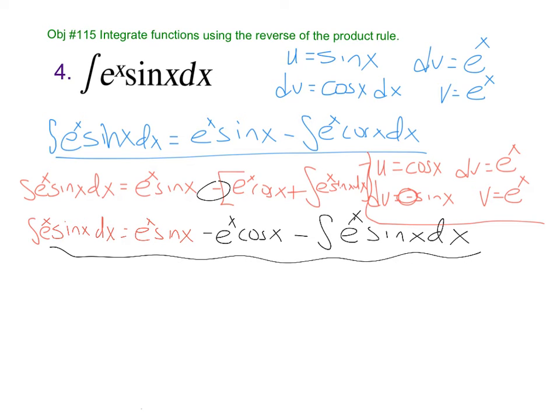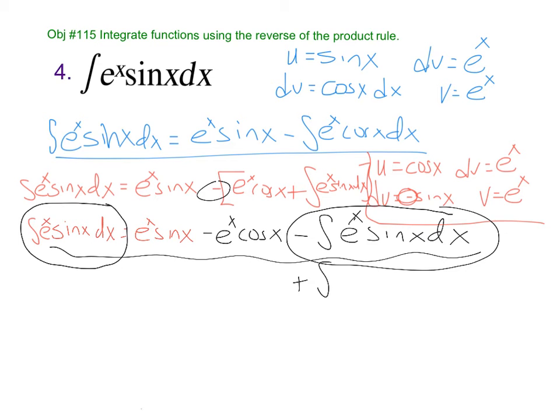What I hope you see is that we have the integral of e to the x sine x over here and the negative integral of e to the x sine x over here. So what we're going to do is add the integral to both sides. Treat that like it's a variable.